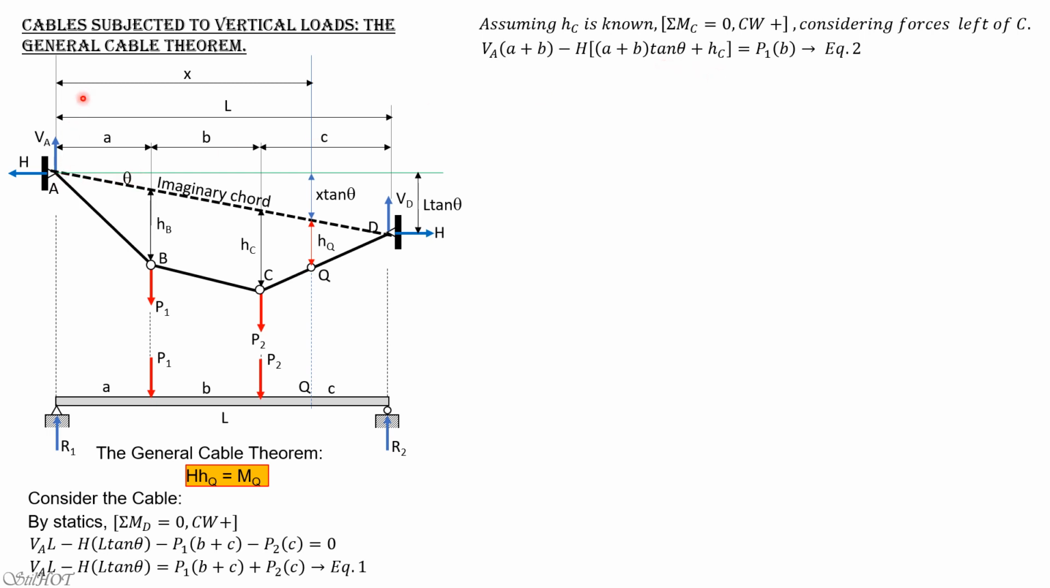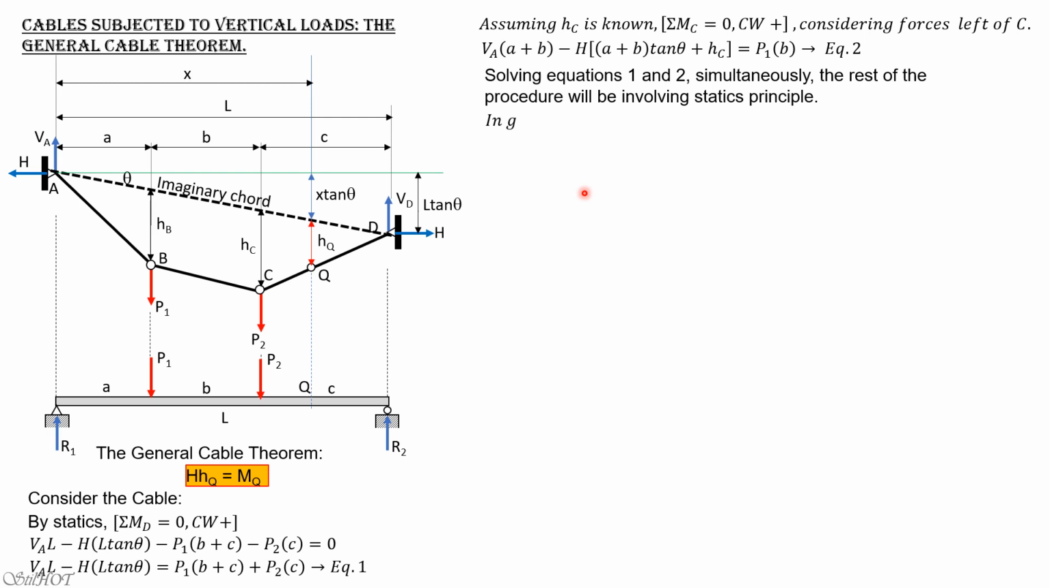So this equation is V sub A times (A plus B) minus H times, because this distance is A plus B, then the total vertical distance will be (A plus B) tangent theta, then plus H sub C equals P1 times B plus C, or P1 times B. Then solving these two equations simultaneously, we can solve the values of V sub A and H.